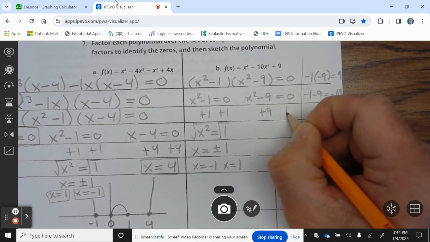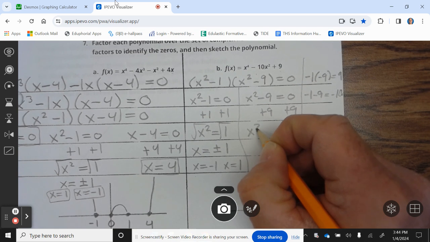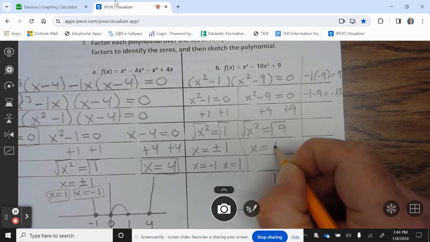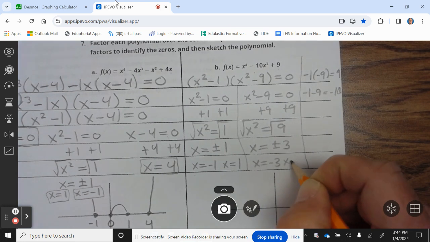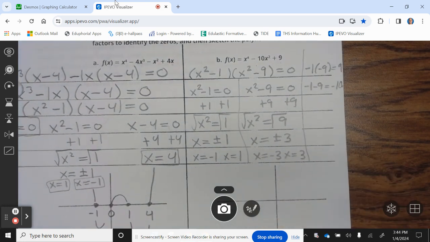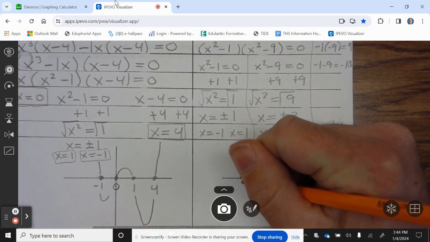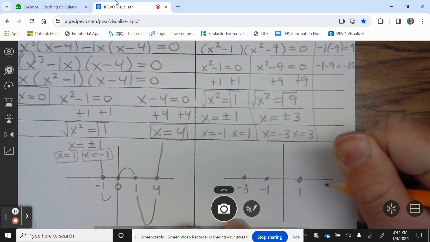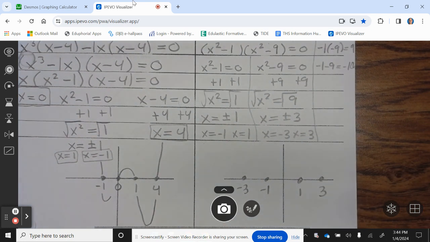Add 9 to both sides. Get x squared equal to 9. Take the square root of both sides, so x equals plus or minus 3. So x equals negative 3, and x equals 3. So we have negative 3, negative 1, 1, 3. Let's go ahead and sketch that in Desmos.